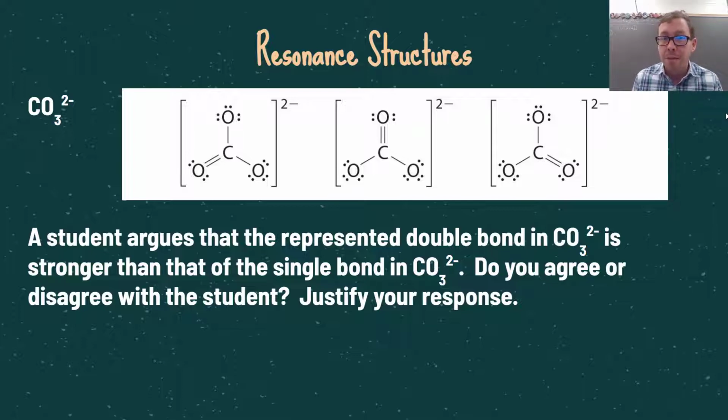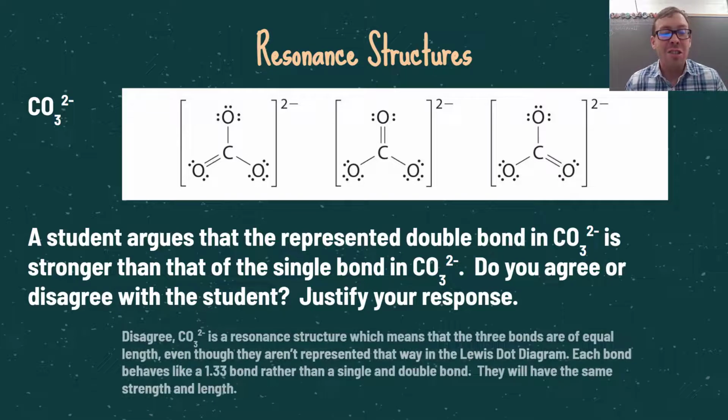Well, hopefully, because you know that with resonance structures, those bonds are not accurately depicted by the number of lines represented there, you would disagree with the student. CO3 2- is a resonance structure, which means that the 3 bonds are of equal length, even though they aren't represented that way in the Lewis dot diagram. Each bond behaves like 1 1/3 bond rather than a single bond or double bond, so they will have the same strength and same length.